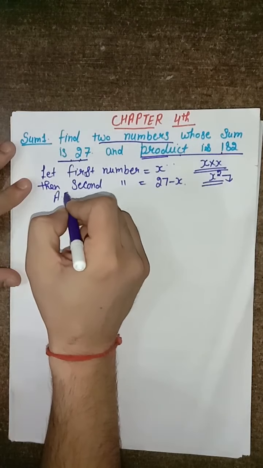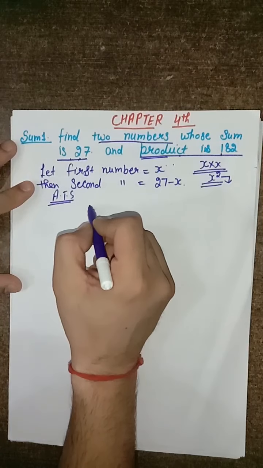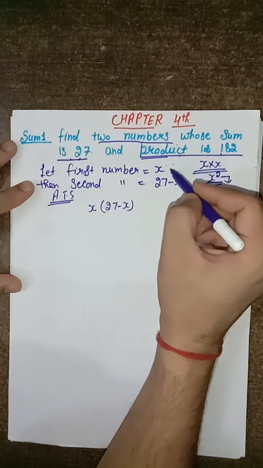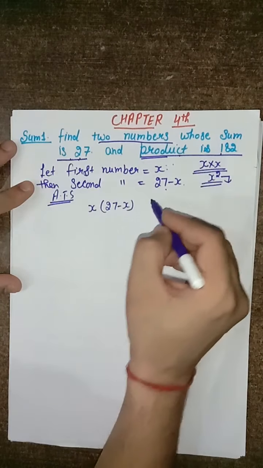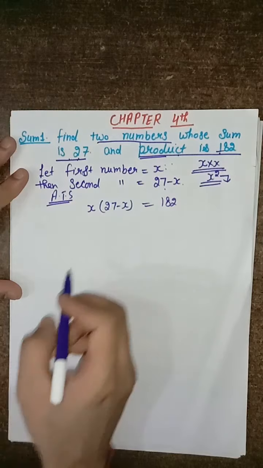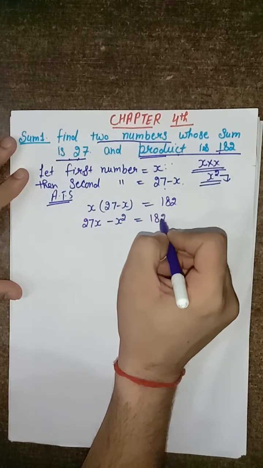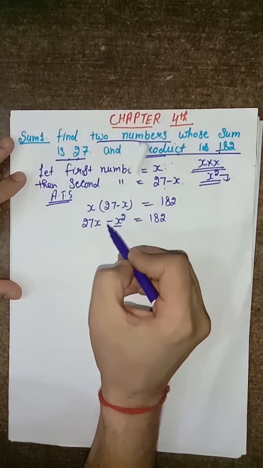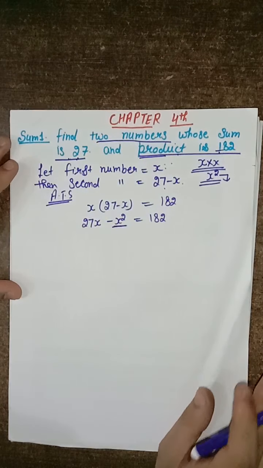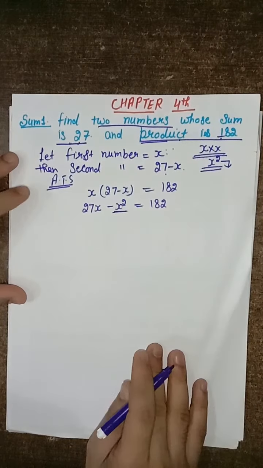Now according to the statement, the product is 182, and the product of these two numbers means x into 27 minus x. My first number multiplied by the second number will be 182. That is given. Now if we multiply, it will become 27x minus x square equals 182. This x square denotes that this is a quadratic equation. We have already learned the factorization method, so we will solve using it.